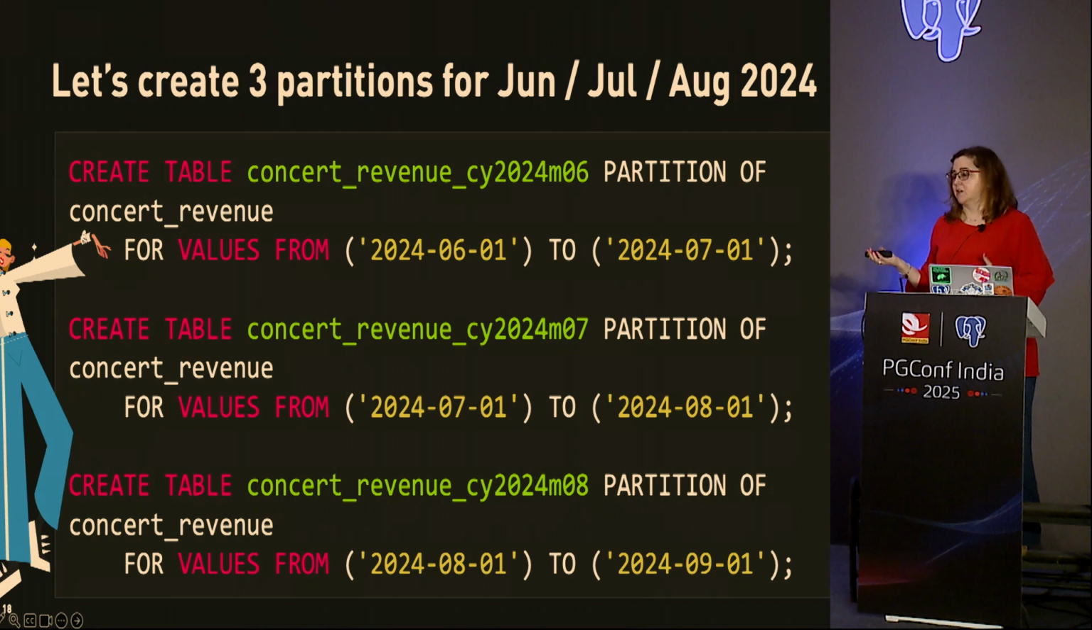All right, so we'll go ahead and create 3 partitions now. We're just going to do 3 months. So June, and then July, and then August. This all makes sense, right? Yes? Feedback? Somebody? Yeah, okay, cool.